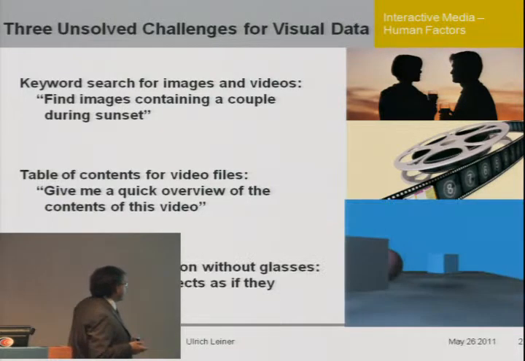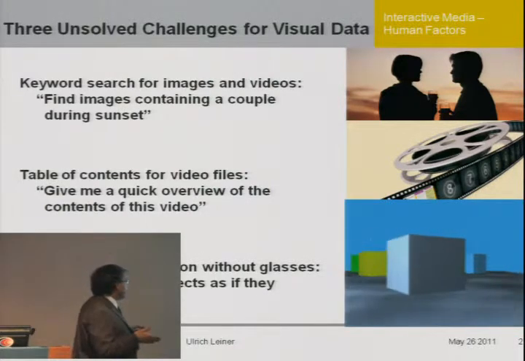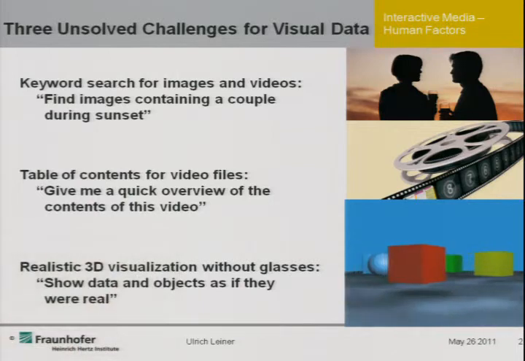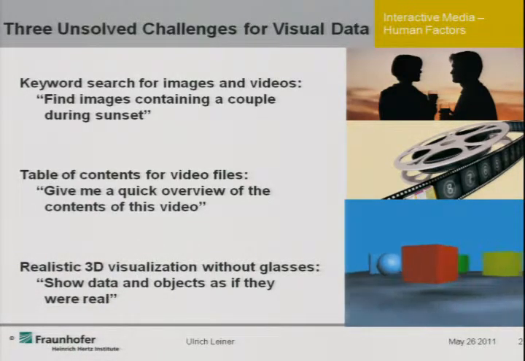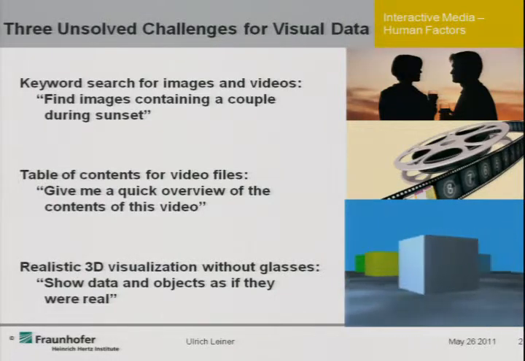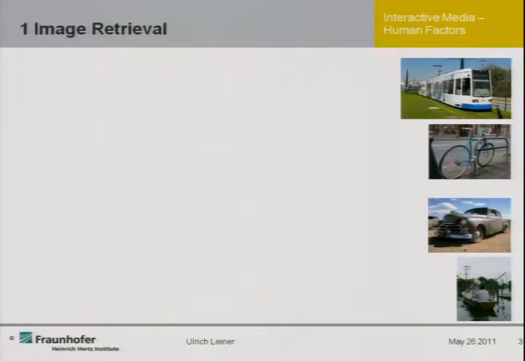And the third challenge is the 3D realistic visualization. We already heard a bit about that. I will tell more about it. But coming back to the first, what did we do? Image retrieval. And if you have a look at these 4 images, just guess, what do they have in common? If a human brain is going to analyze that and you want to add a tag to it, what is common? We come back to that.